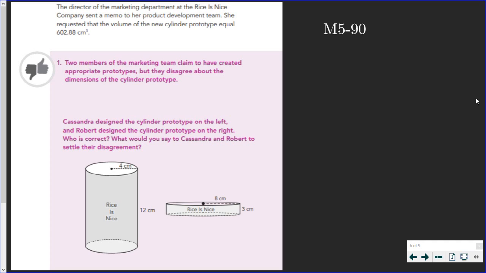So it's your job to determine, okay, who is right, and what would you say to them to settle their disagreement? They both think they're right. You got to figure out who really is right and settle the disagreement. Okay, I'm going to give you guys 3 minutes to work through this, and then we'll come back and talk about it. Okay, you got 3 minutes. Ready, go.